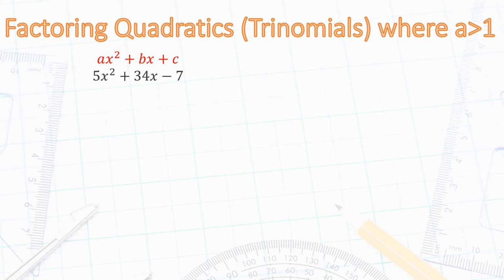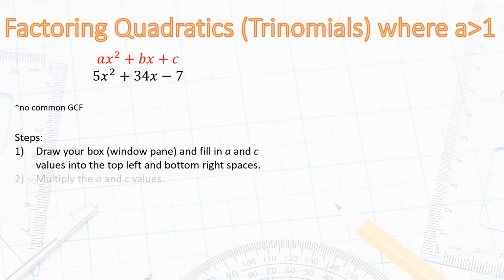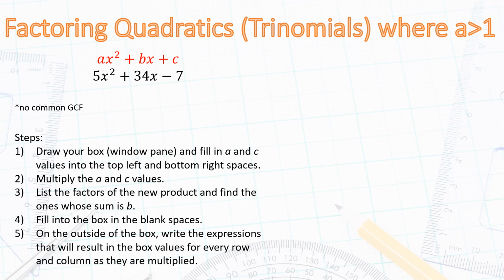Let's take a look at another example. So 5x squared plus 34x minus 7. I'm going to show all of your steps now, and then I'll do them together. So step 1, draw the box. Doesn't have to be pretty. Put your a value in the top left, 5x squared, and your c value on the bottom right.